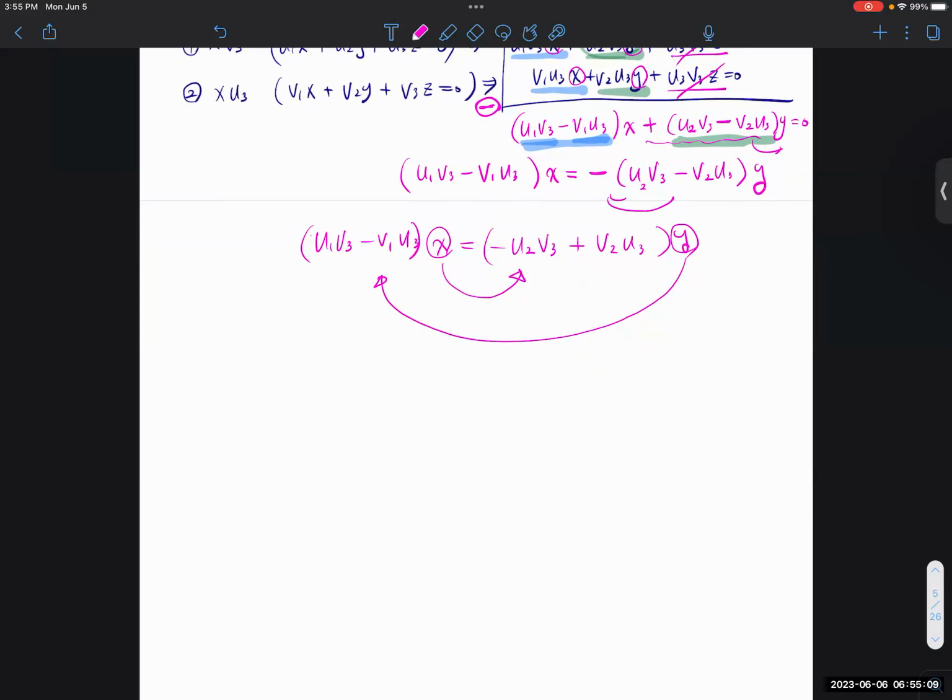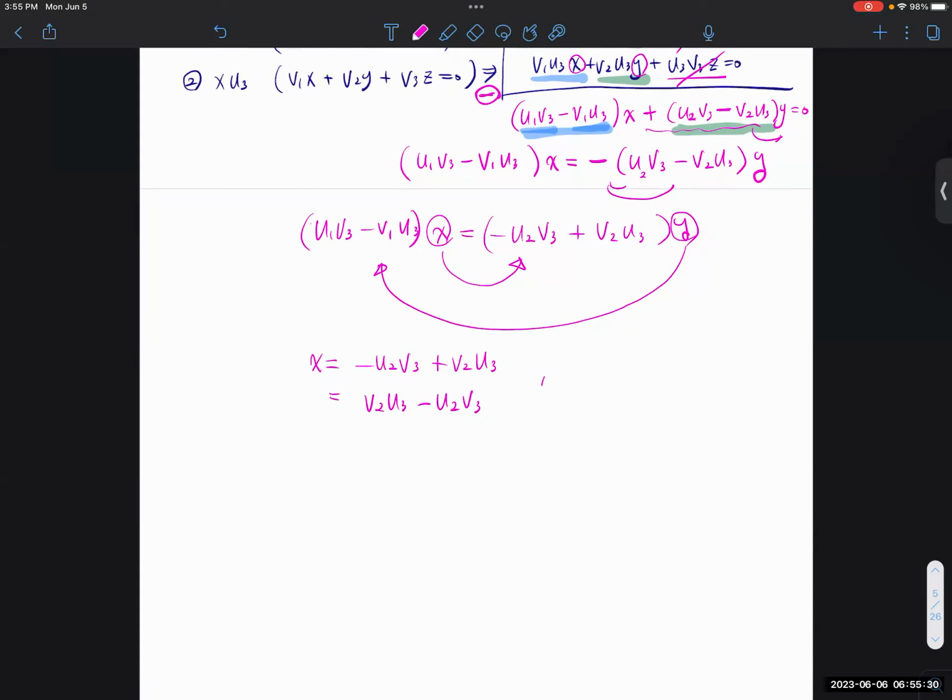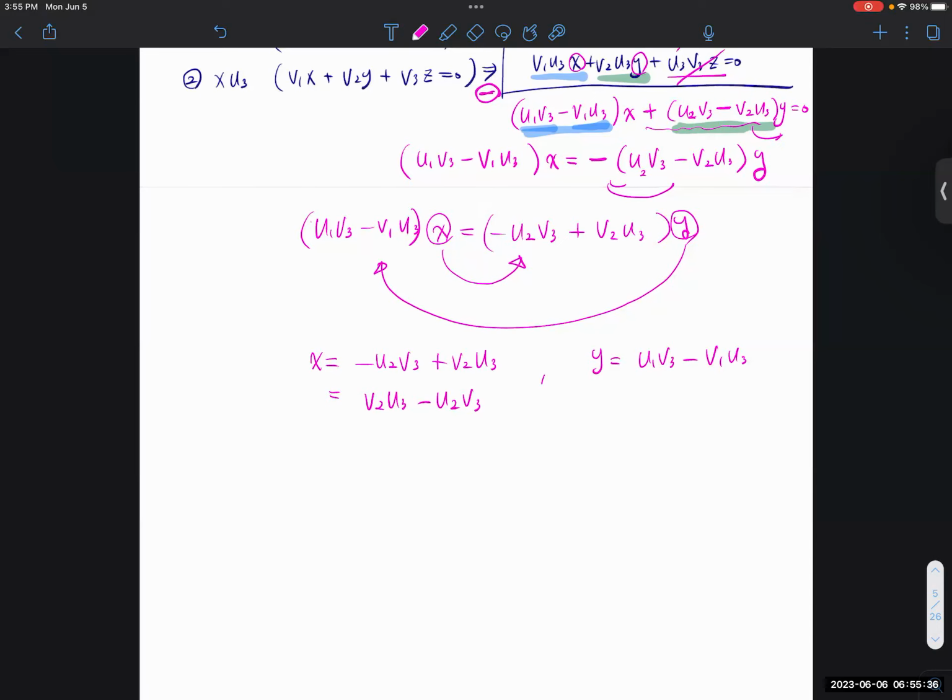So I can rewrite the relationship. X is going to be minus U2 V3, because if you multiply the opposite ones to each other, they're going to be equal to each other. So plus V2 U3. I can change their order: V2 U3 minus U2 V3. And then Y will be U1 V3 minus V1 U3. You can change the order, it doesn't matter.